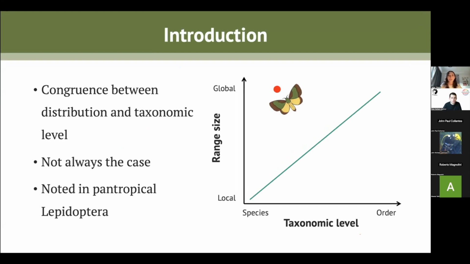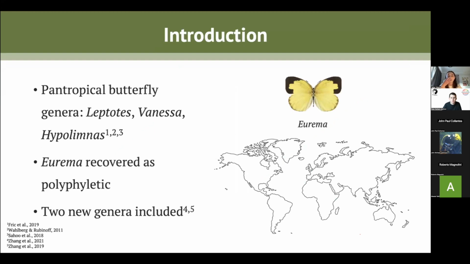This has especially been noticed in pantropical Lepidoptera. There are some examples of true pantropical butterfly genera, such as Leptotes, Vanessa, and Hypolimnas, and there has been recent phylogenetic evidence supporting their evolutionary relationships.